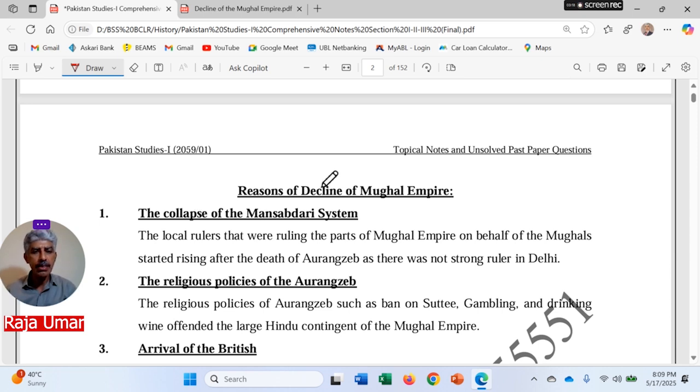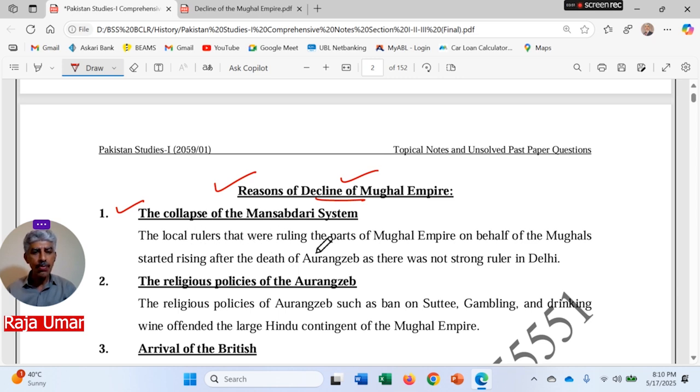Now moving on to the topic, that is the reasons for the decline of the Mughal Empire in the subcontinent. This is our today's topic. First, the collapse of the Mansabdari system. The Mansabdars became really very corrupt, and they used to exploit the locals, the poor farmers over there, and they used to collect the tax and were not paying that tax to the Mughal treasury. They were so corrupt that the whole system was moving towards collapse.